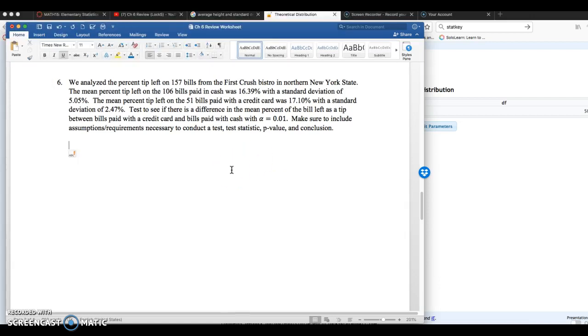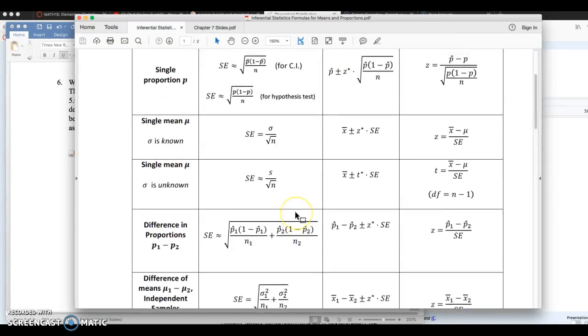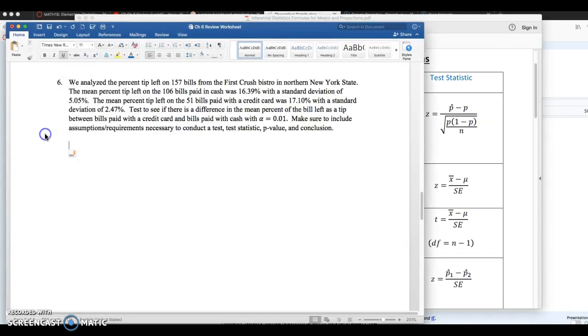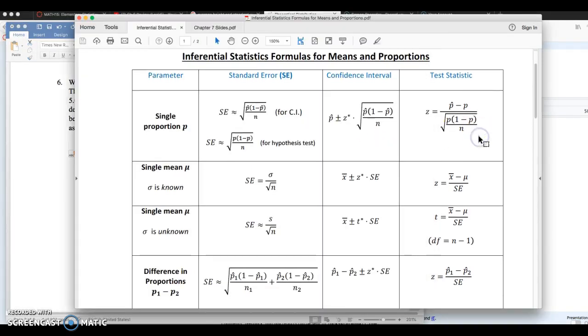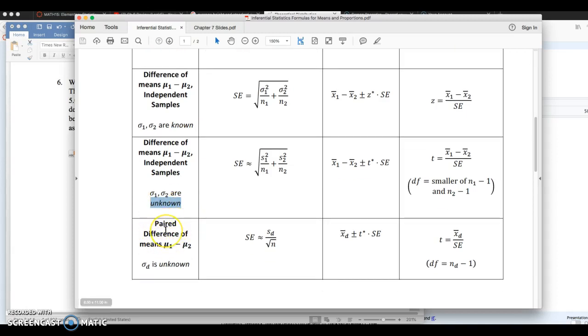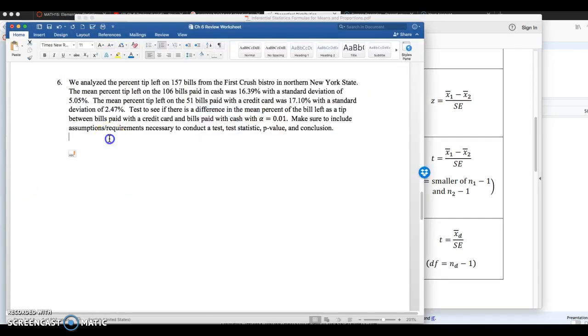Okay, so I'm going to go to my formula summary sheet, and it says, I think pretty clearly, we're looking at a difference in the mean tip, difference of means. So if we scroll down, we actually technically have 3 different scenarios for difference of means. Independent samples where we know population standard deviation, independent samples where we do not know population standard deviation, and then a scenario where the means are paired up. So we've got to figure out which of these to use.